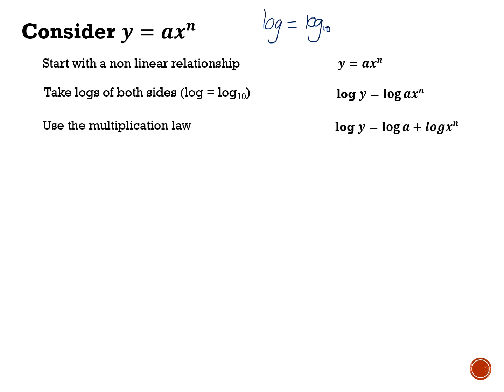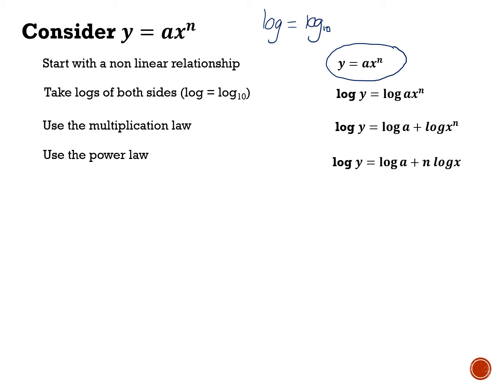What we can do then is use the multiplication log law to split the right-hand side. Do make sure you're writing this down, because this is something that they do ask you to do in questions, to relate your original function to the graph that you draw. So we've got log y equals log a plus log x to the n. We've then got our power law. So do you remember with logs we can bring the n down at the front?